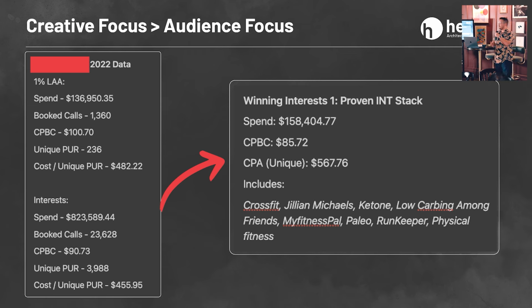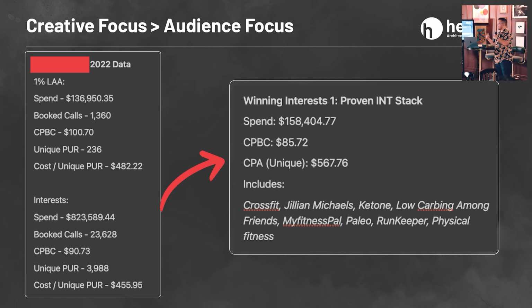So when we looked at lookalike audiences, that year we spent about $136,000. It generated 1,300 book calls at about $100 per book call. Unique purchase for their thing on the back end at $482, right? Not bad. But interest, a big difference in spend allocation, $823,000 spent over the year, 23,000 booked calls, cost per book call around $90, unique purchase cost or CAC around $455. Very clear, interests are the way to go. Directional feedback, great.